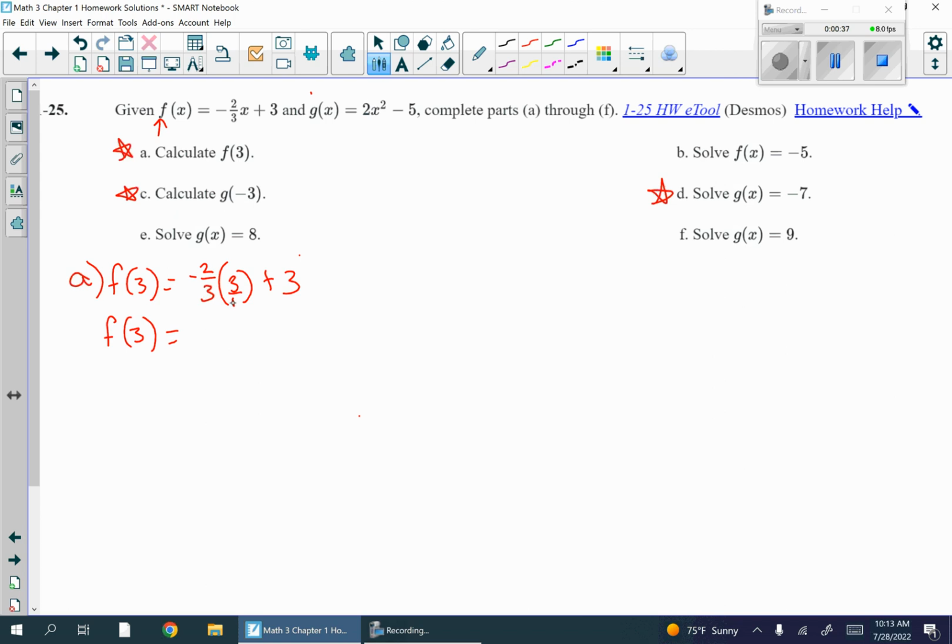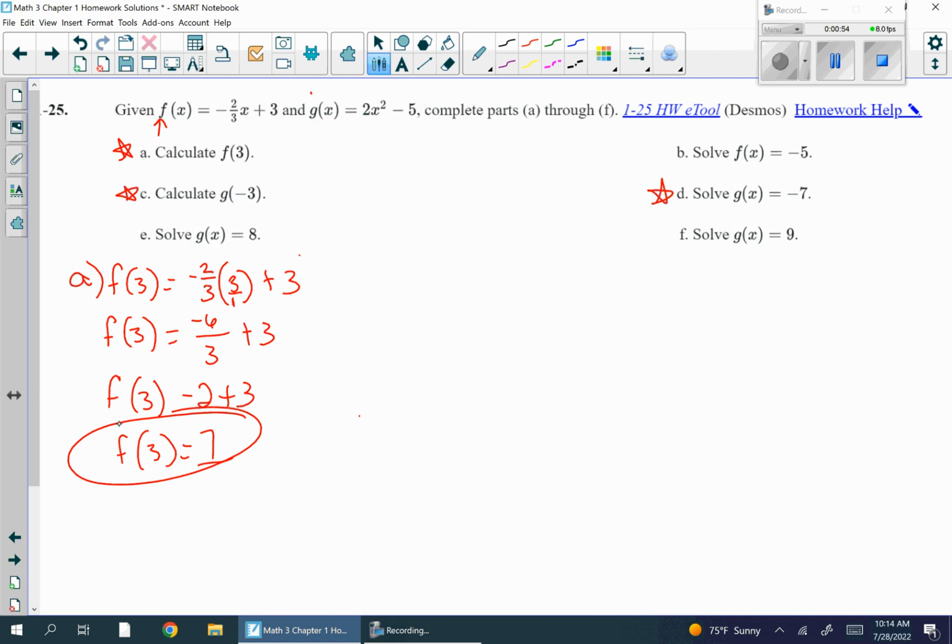We could actually put 3 over 1 if you need to. Negative 2 times 3 is negative 6, and 3 times 1 is 3. Plus 3, simplifying that fully, negative 6 divided by 3 is negative 2 plus 3, so f of 3 equals 1. Done. Okay, so let's move on to C.